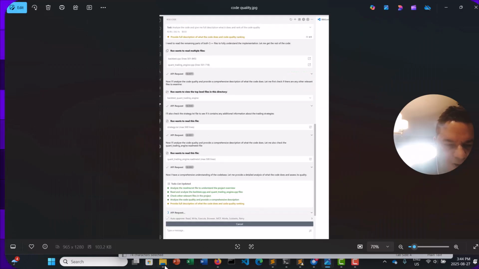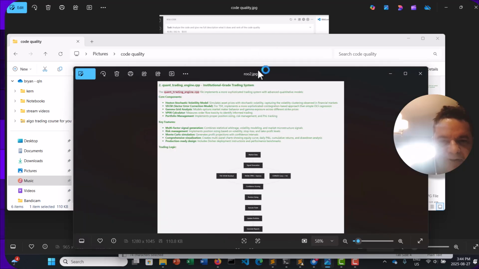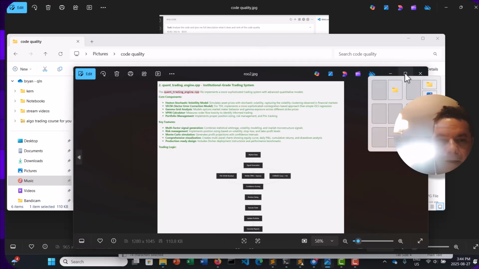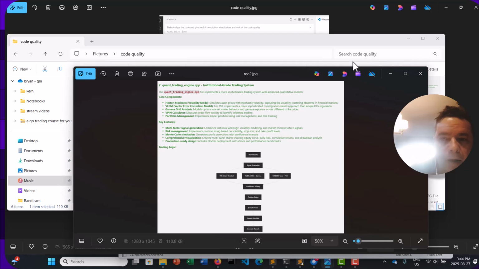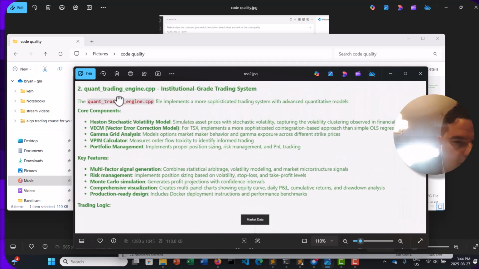Okay. So let me just make sure I get to the second one here. The second one here. Okay. Let's see here. Okay. So this is now the quant trading engine, advanced quantitative models. And again, this is generated from a different LLM using the same prompt.